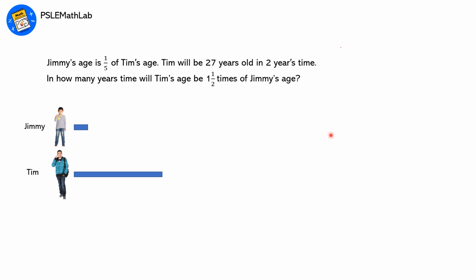Today we are having an algebra problem which is related to age. Now let's look at the problem. Jimmy's age is 1/5 of Tim's age. Tim will be 27 years old in 2 years' time. And in how many years' time will Tim's age be 1.5 times Jimmy's age?